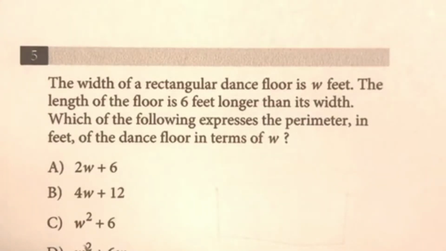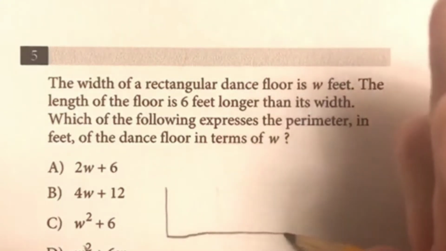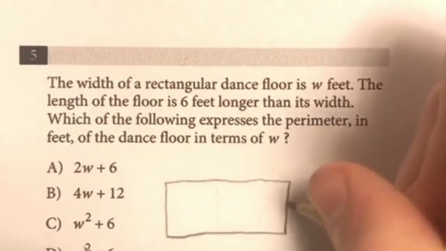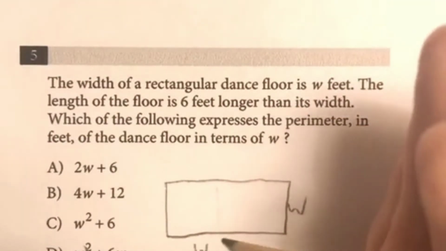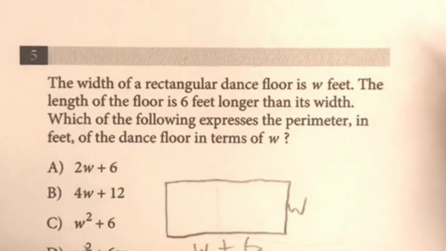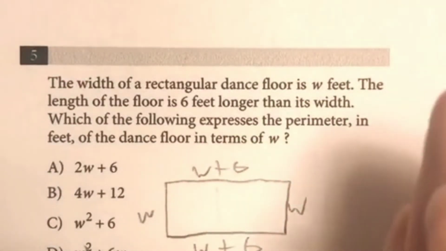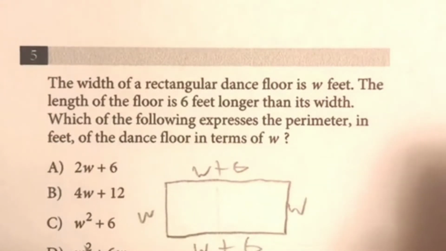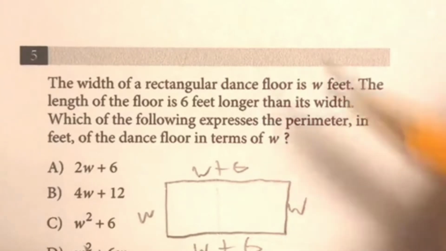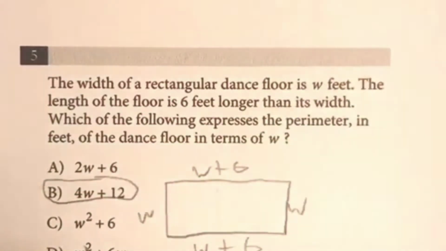Number 4. The width of a rectangular dance floor is W feet. The length of the floor is 6 feet longer than its width. Which of the following expresses the perimeter in feet of the dance floor in terms of W? So let's draw out the rectangle, and let's label it. So we have the width, which is W, and the length, which is 6 feet longer than the width. So we're going to represent that with W plus 6. This length should also be W plus 6 because it's equivalent, and so should this one. So the perimeter is just all these sides added up. So that's going to be W plus W plus W plus 6 plus W plus 6. And that's going to become 4 W's by combining like terms, and 2 6's, which will add up to 12. So your answer is 4W plus 12 feet, or choice B.